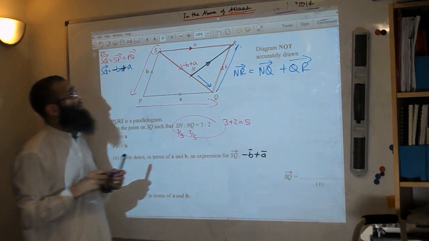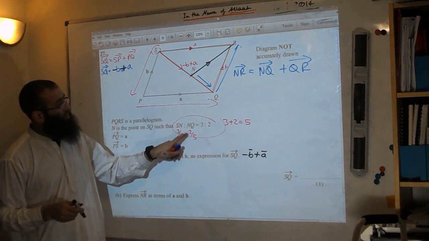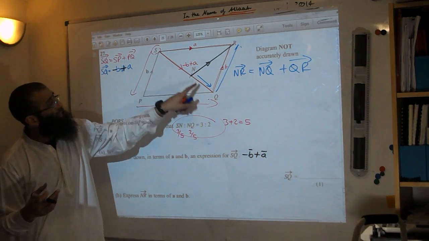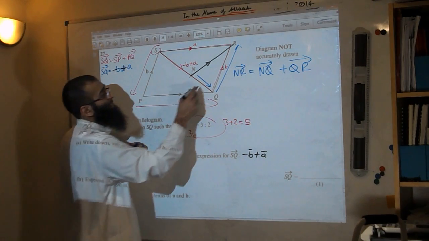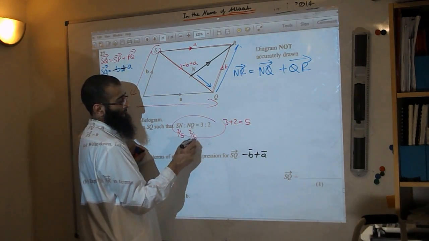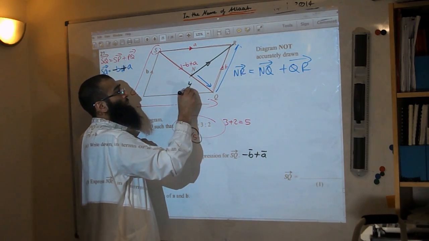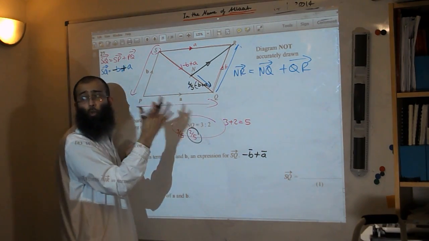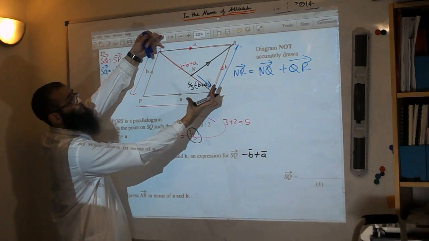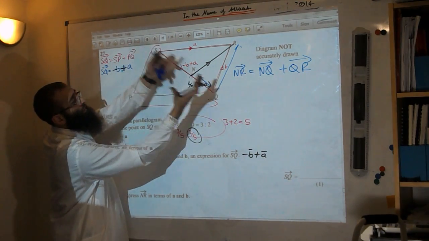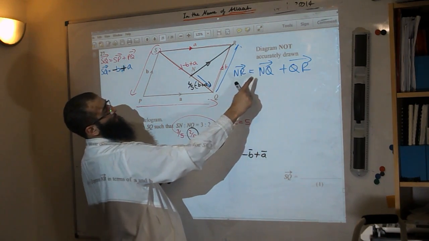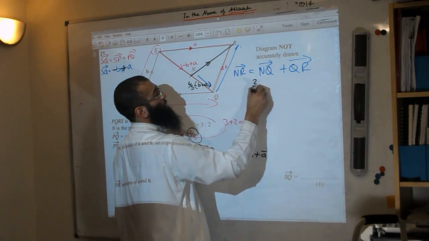Now, what is N to Q? Remember, I said N to Q is 2/5 of the way. So the full vector is called minus B plus A, and this little bit here is 2/5 of minus B plus A. It's 2/5 of that, because the whole thing is minus B plus A. That's worth 3/5, that's worth 2/5. So under the Q, this one here, we write down 2/5.